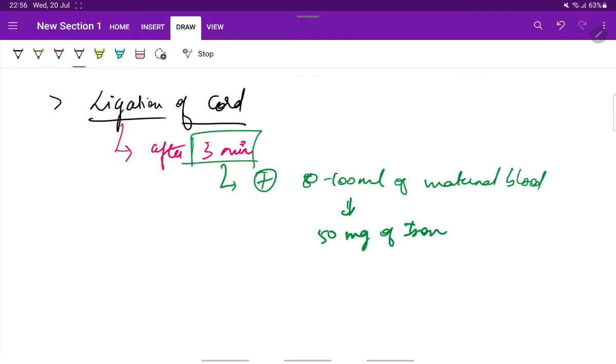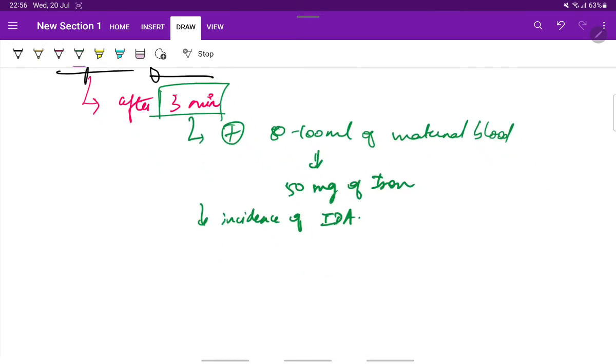So it decreases the incidence of iron deficiency anemia. But in case of RH isoimmunization, we should perform early cord clamping to decrease the risk of alloimmunization. So, in RH isoimmunization, we should perform early cord clamping.